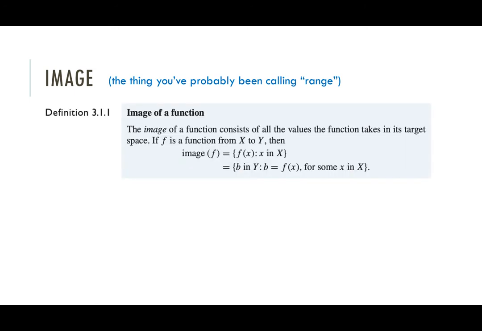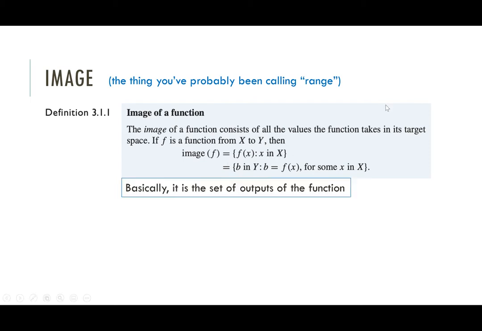The definition that your book gives of the image is: the image of a function is all of the values the function takes in its target space. And then they give some set builder notation for it. The image is just, if you have x in your domain, the set of f of x's. Another way to write that is, if b is in your codomain, it's got to be a b such that it is equal to some f of x. So it's really the set of outputs of your function, or the set of solutions to the equation b equals f of x.